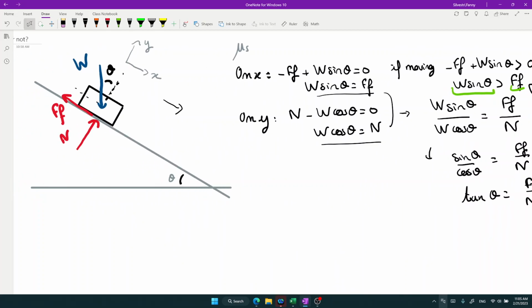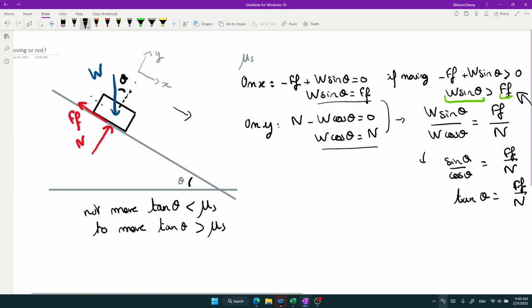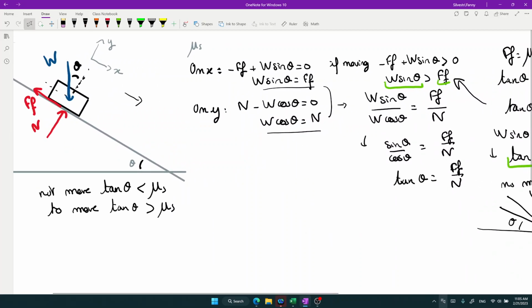So what we prove is that to not move, we need tangent theta lower than mu s, and it will move when tangent theta is more than mu s. That does not depend on the weight. This is just my little video.